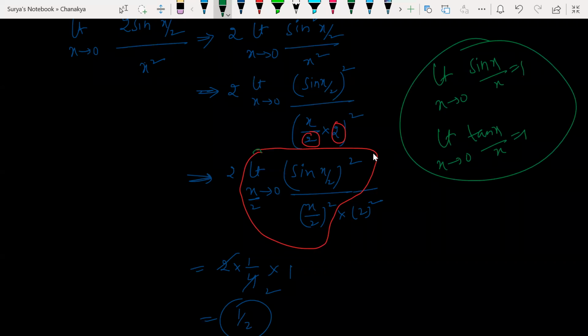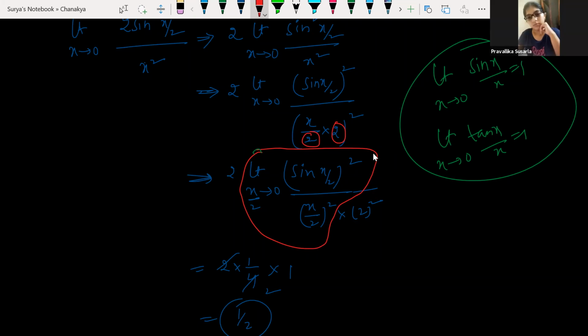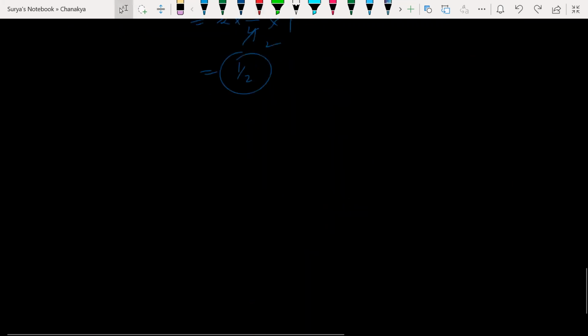Sir, we have x by 2, right? You told us here x only. Guys, in place of x it could be anything. It could be x by 2, x by 4, or 1 lakh. But it should be the same everywhere, here, here, here, here. It must be the same. Is that clear? Yes, sir. Next question. We'll solve our next question.